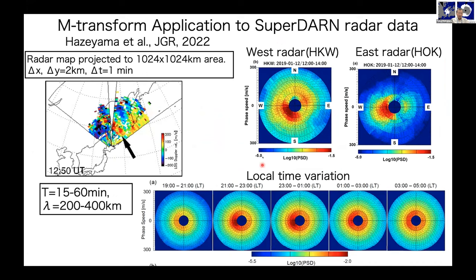M transform was also applied to SuperDARN radar data. The SuperDARN radar provides a 2D map of Doppler velocity in the ionosphere. And Hazeyama et al. applied the M transform to SuperDARN radar at Hokkaido, Japan. They clarified the local time variation of TID and also the solar cycle variation from 11-year radar data.